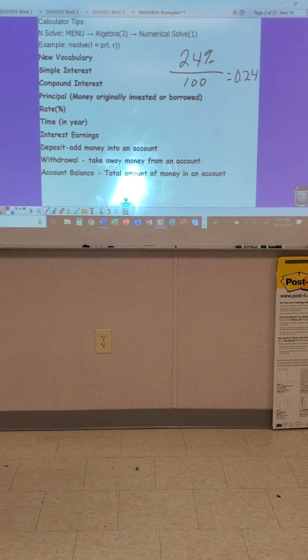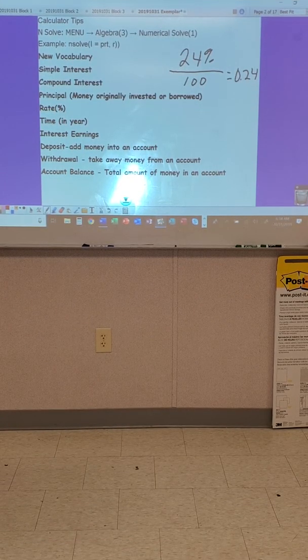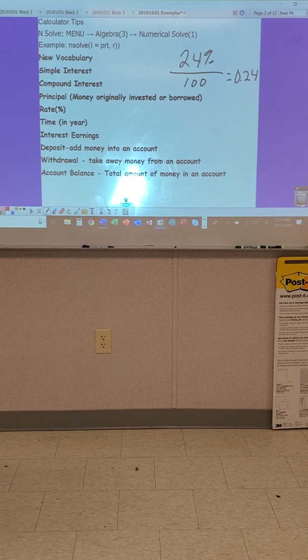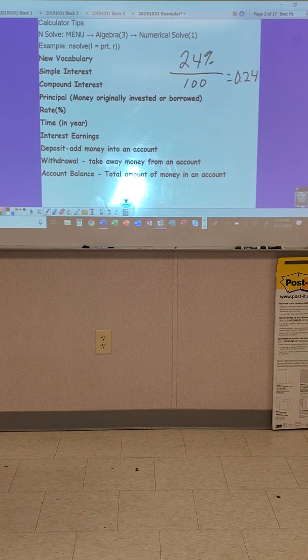Interest earnings. In other words, how much interest did the investment earn? Not the total value, the principal plus the interest, but just the interest alone. Deposit is the principal that we put into an account. Withdrawal is when we take money out of that account. Account balance is the total value of that account, including the principal and the interest.